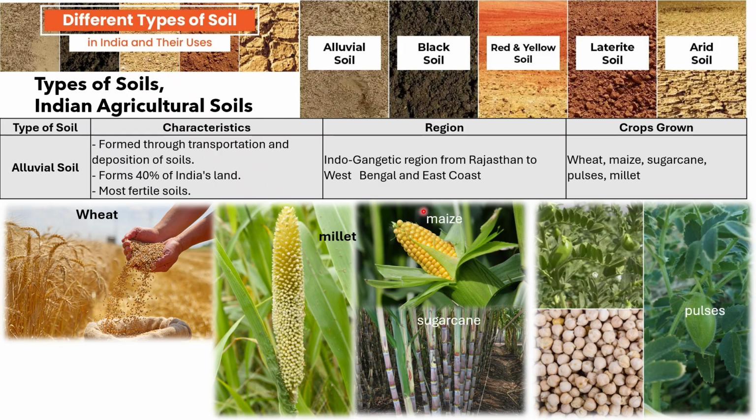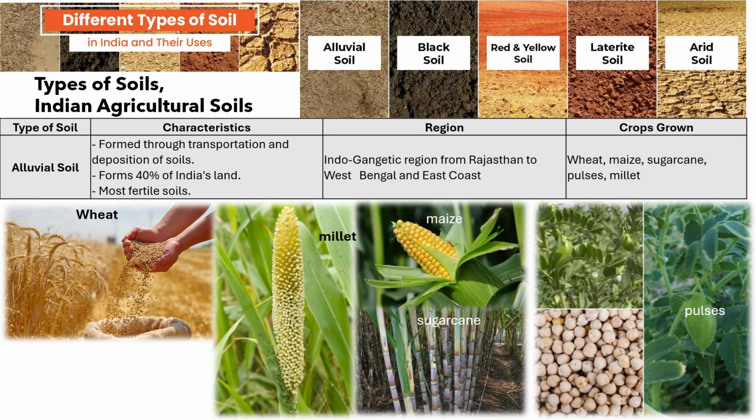So we'll start one by one. Let's begin with the alluvial soils, the most fertile soil in India. It is generally formed by the deposition of rivers. It covers nearly 40% of India. It is very rich in nutrients and best for farming. It occurs in the regions of the Indo-Gangetic plains, and from Rajasthan to West Bengal and the East Coast. Here the crops grown are wheat, maize, millets, sugarcane and pulses.